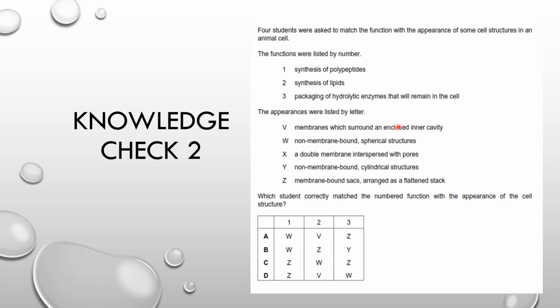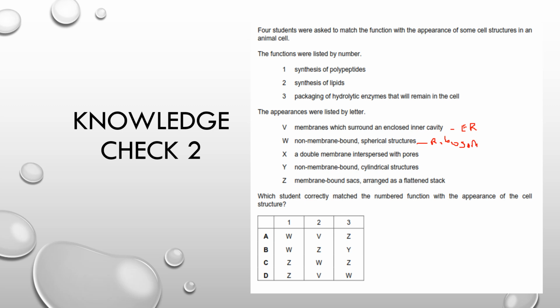What does this speak to? This speaks to endoplasmic reticulum, either rough or smooth. They have membranes which surround and enclose an inner cavity. Now W says non-membrane bound spherical structure. This speaks to ribosome. So this is ER, whether rough or smooth, and this is ribosome. Yeah, that's non-membrane bound spherical.